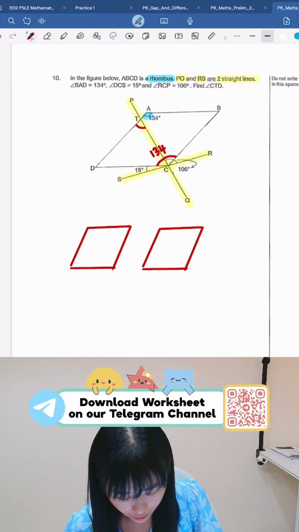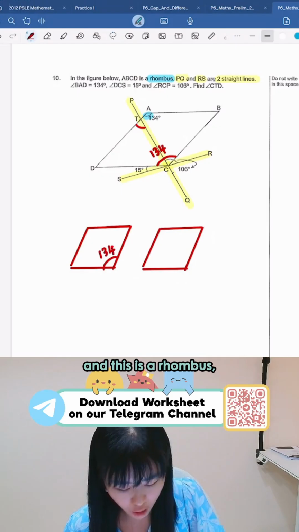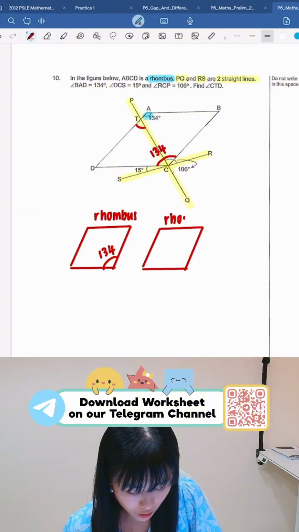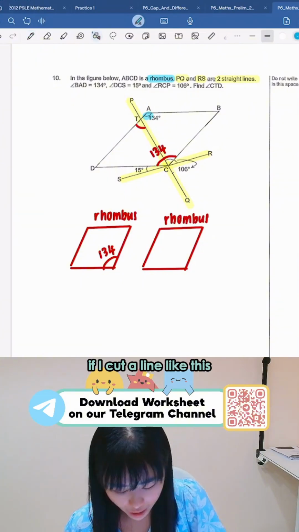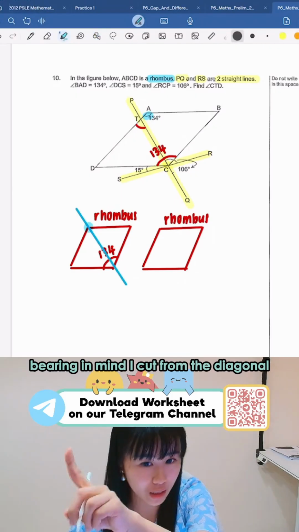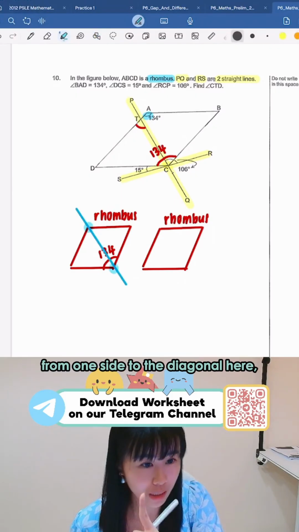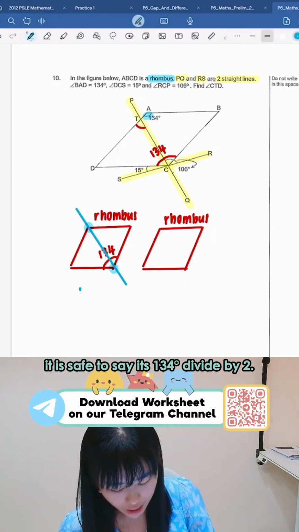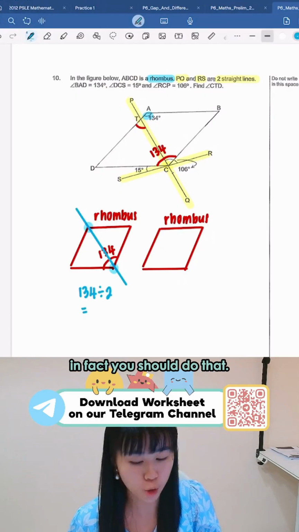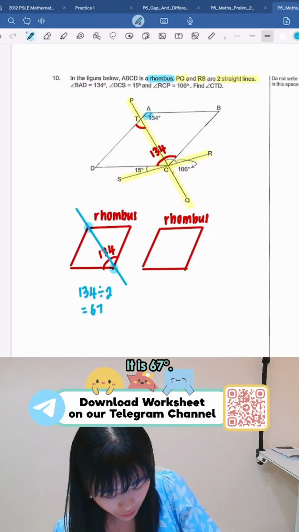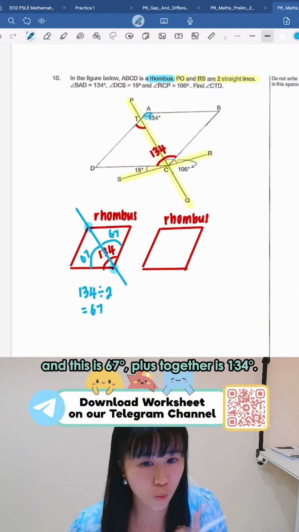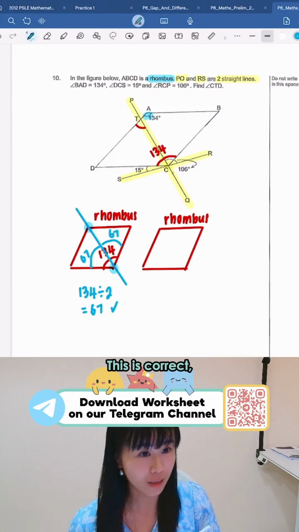So if this is 134, everybody, and this is a rhombus, I want you to bear in mind this is your rhombus. Now, if I cut a line like this, bearing in mind I cut from one corner diagonally to the opposite corner, it is safe to say it's 134 divided by 2. It is okay to do that. In fact, you should do that. It is 67. So this is 67 and this is 67, which together is 134. This is correct, everybody.